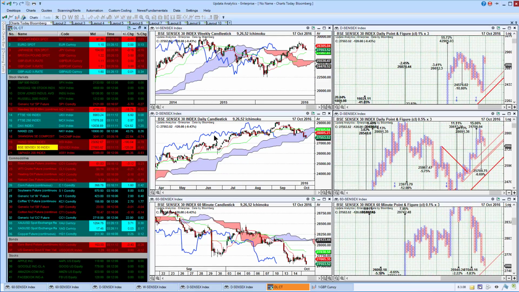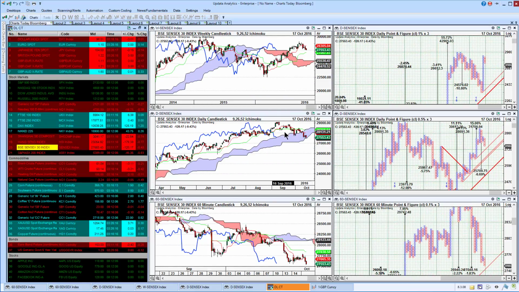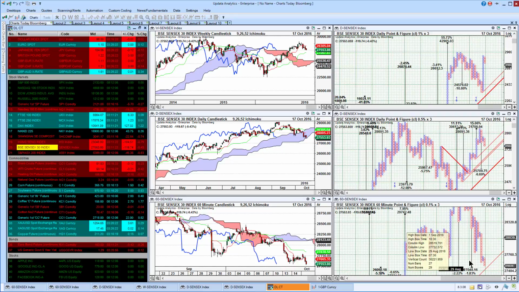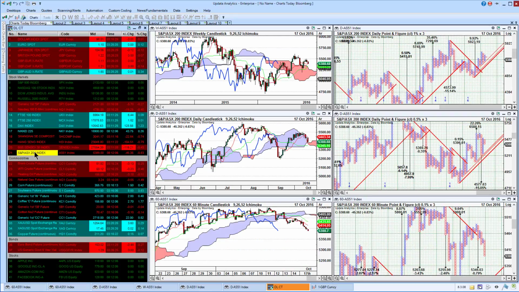The Sensex market, India, just having had a good run in the last few months, is starting to just come back a bit. Bearish now on the daily, on the 60-minute chart, short term, with some downside potential of about 2%. So not massive downside potential.